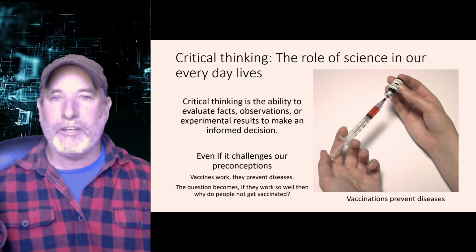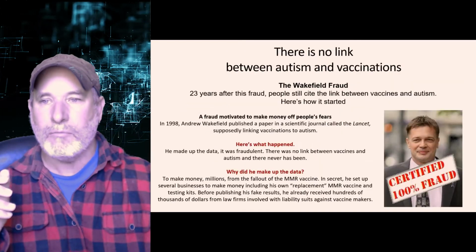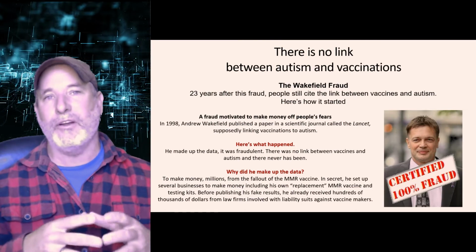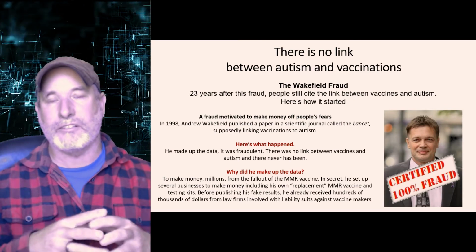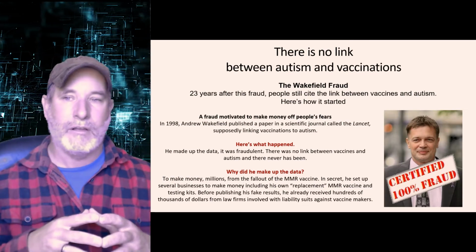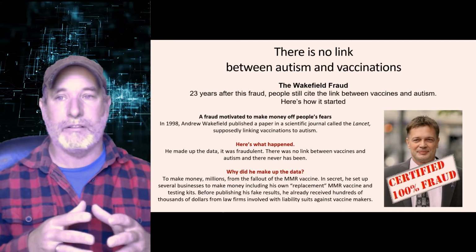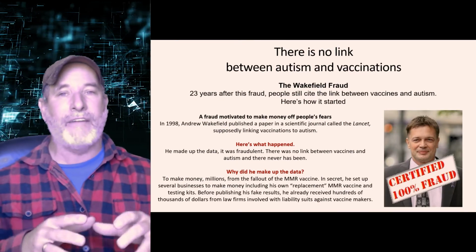So why don't people get vaccinations? Why are they opting out? It's horrible. Well, it turns out that some people fear vaccinations because they think that it will give their kids autism or cognitive impairment, or that vaccinations are linked to cognitive impairment. And there is no link. I mean, read my headline. There is no link between autism and vaccinations.